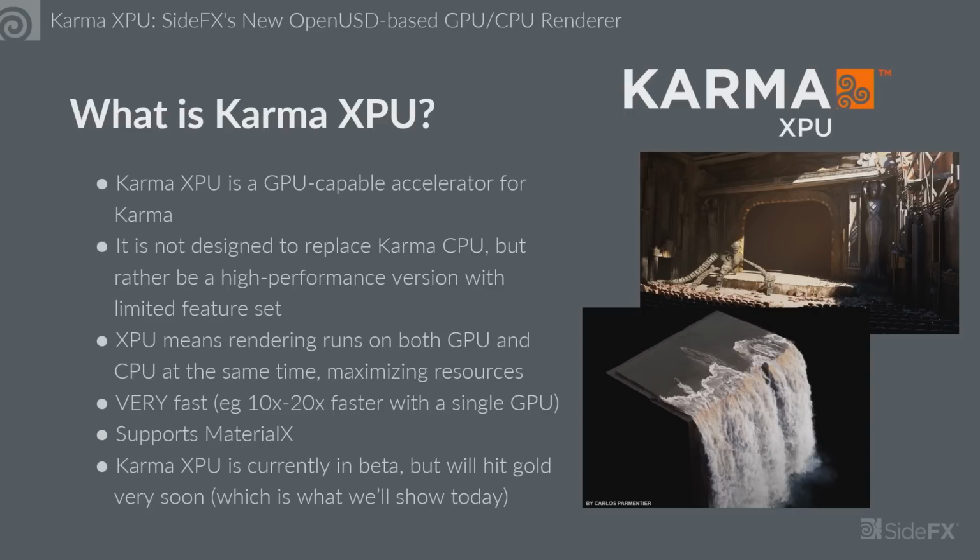Karma XPU is very fast. We're often seeing a 10 to 20x speed up with a single GPU. It supports MaterialX for shading, and it's currently available in beta in Houdini 19.5, and we'll be releasing version 1 Gold in Houdini 20 later this year.